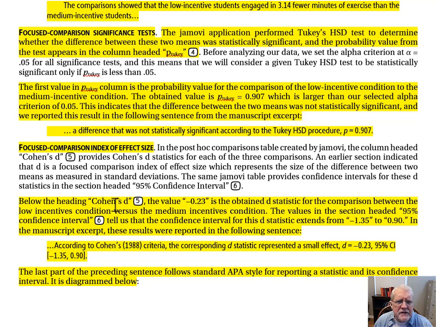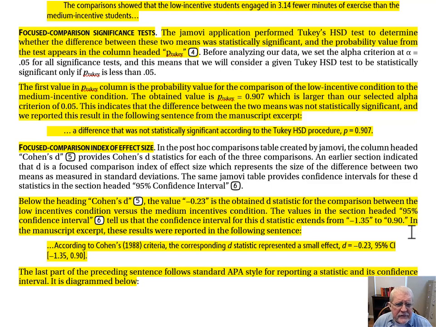Below the heading Cohen's D, the value negative 0.23 is the obtained D statistic for the comparison between the low incentive condition and medium incentive condition. The values in the section headed 95% confidence interval tell that the confidence interval for this D statistic extends from negative 1.35 to positive 0.90.